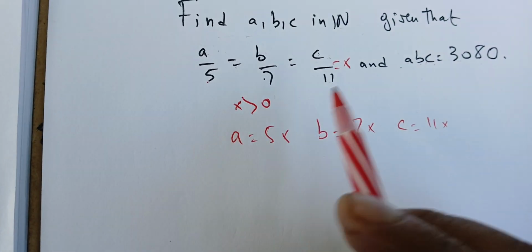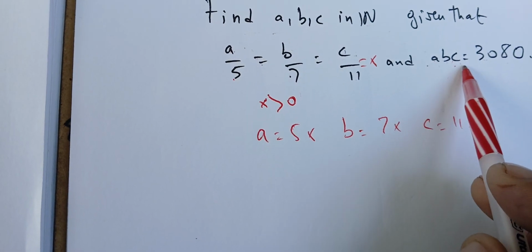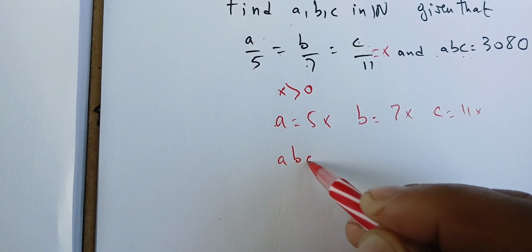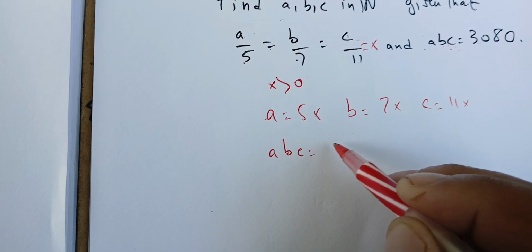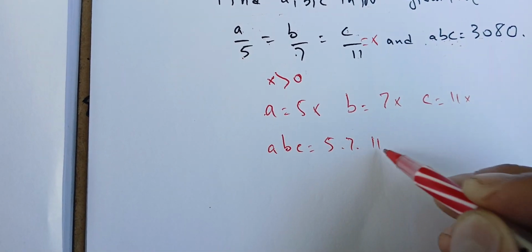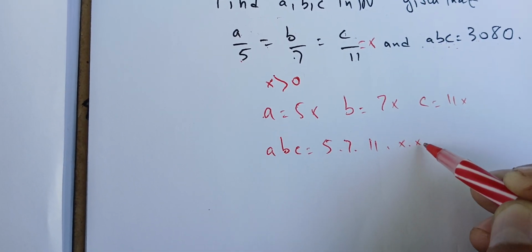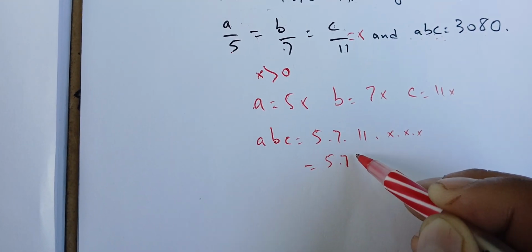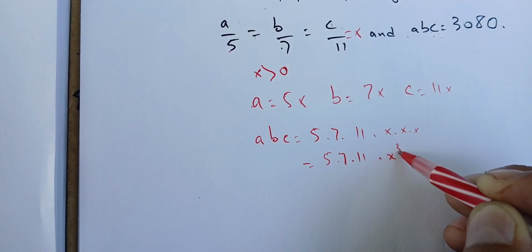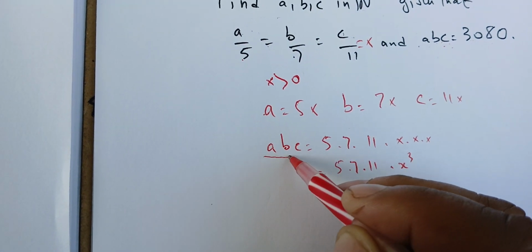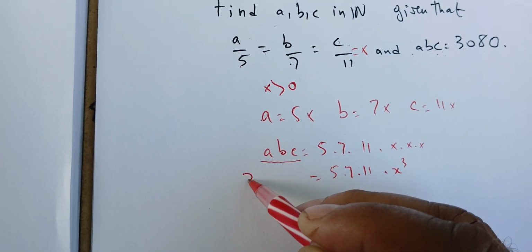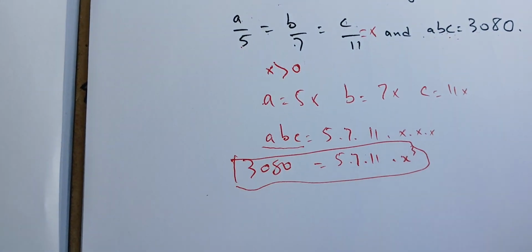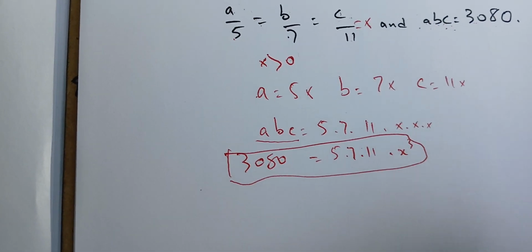So from here we can get to this condition here. So if we multiply, we're going to have a times b times c. It's going to be 5 times 7 times 11 times x times x times x. And we see what we get: 5 times 7 times 11 times x cubed. But we are given this one. So this one is 3080. Okay? So from here, we can start solving.